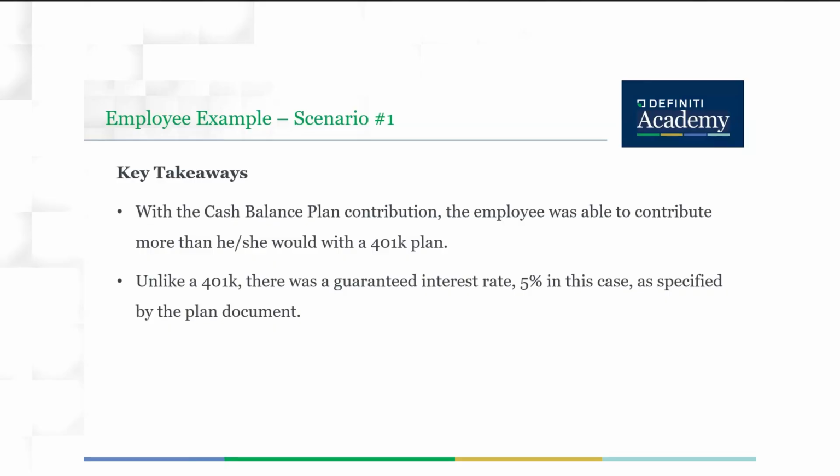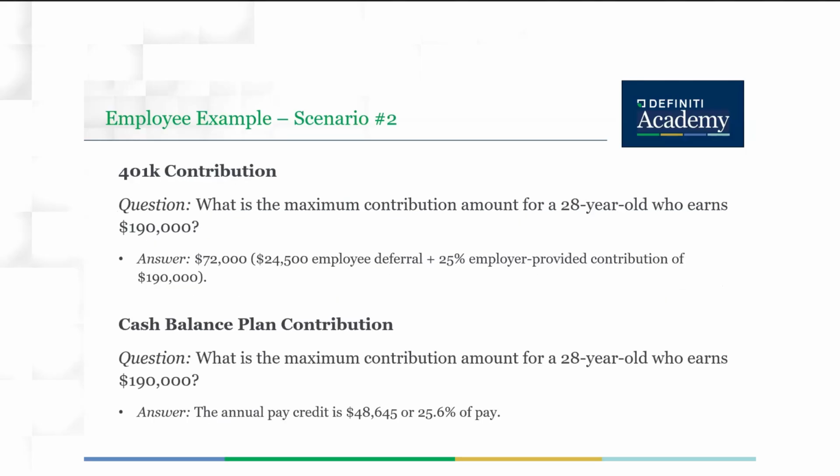Okay. Well, these key takeaways should be clear. I covered it earlier. A cash balance contribution can be much more than 72,000. That's the whole idea, especially if somebody is like 48 at least. And it gives the appearance of a 401k plan, but it's really a cash balance plan behaving with defined benefit rules. Okay, next slide, please.